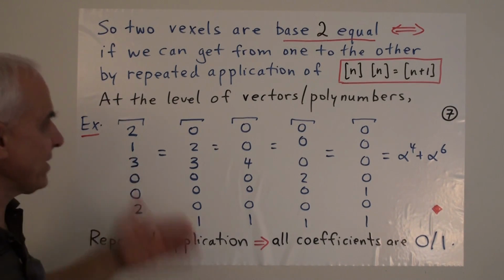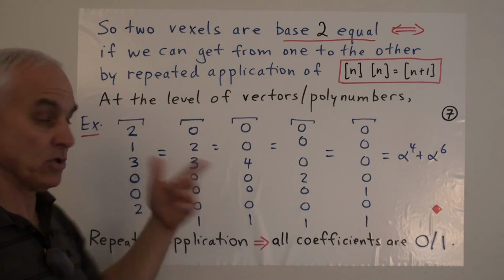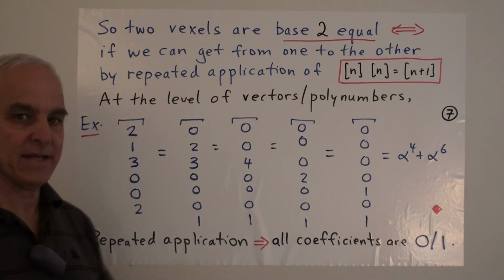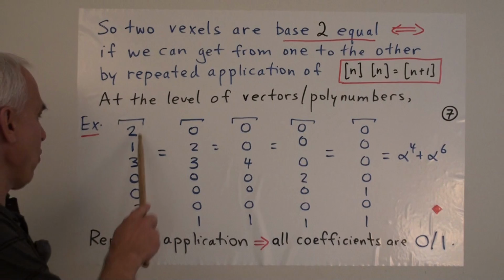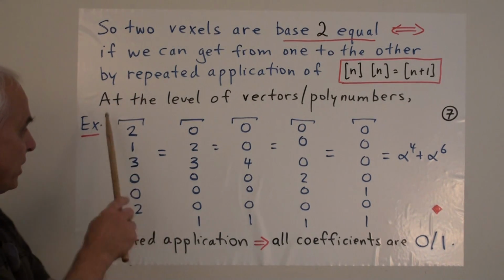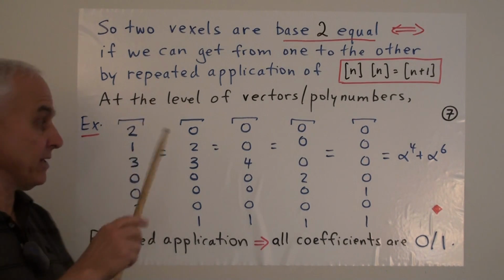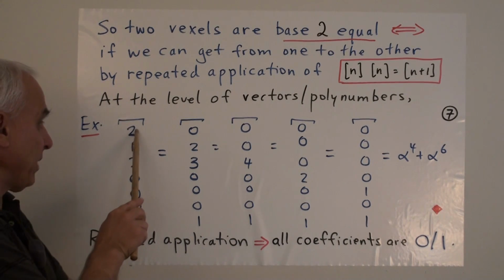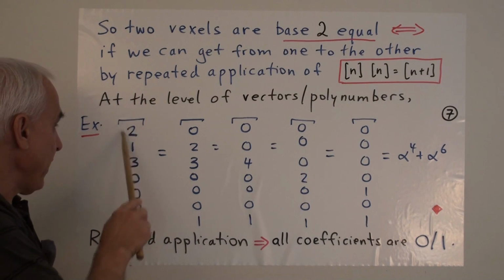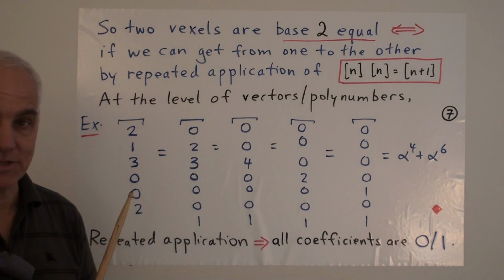Now we can write this kind of exchange story also at the level of vectors or polynumbers. Let's illustrate that. Here is a vexel written as a polynumber: 213002. What we're allowed to do is take these two, basically two 0 singletons, and replace them with a single 1 singleton. So they disappear, but the number of 1 singletons has increased by 1.